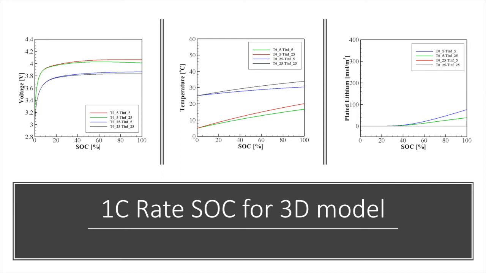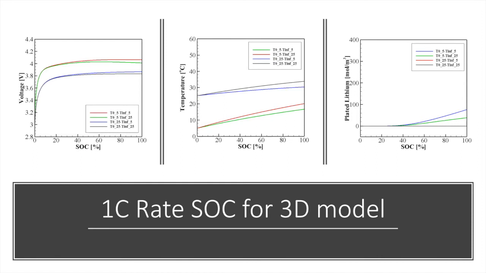Similarly, the temperature that these cells are heated to, in the second graph, can be seen as the T naught 5 degrees Celsius roughly tops out at a little under 20 degrees Celsius, and T naught 25 degrees Celsius is somewhere between 30 and 35 degrees Celsius. The lithium plating for the 1C charge rate for this cell can be seen here: the T naught 5 degrees Celsius cells have no lithium plating, as can be seen in the graph over here.